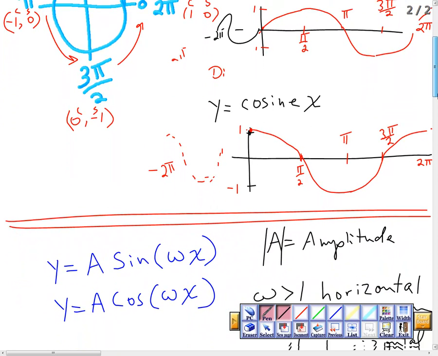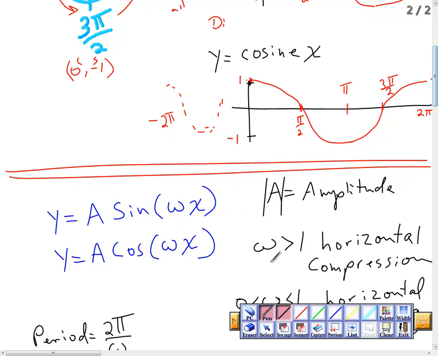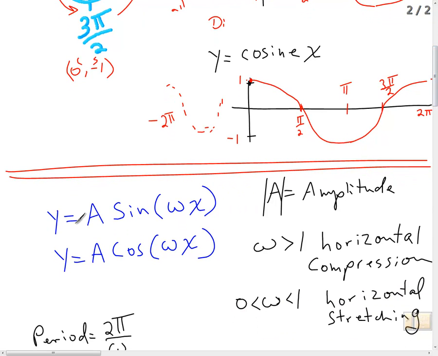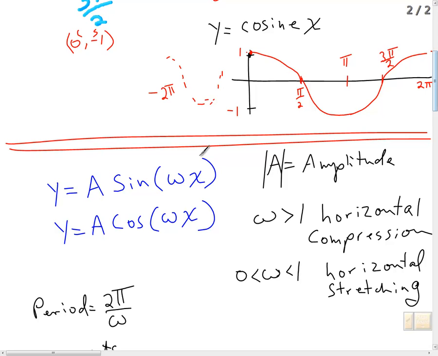Okay, so let's take a look at some basic properties of sine and cosine. Here we have y equals a times sine of omega x, where the absolute value of a is our amplitude, and omega causes our graph to horizontally compress or stretch. If omega is greater than 1, it's going to cause it to horizontally compress. The reason for that is that our equation for the period is 2 pi over omega.